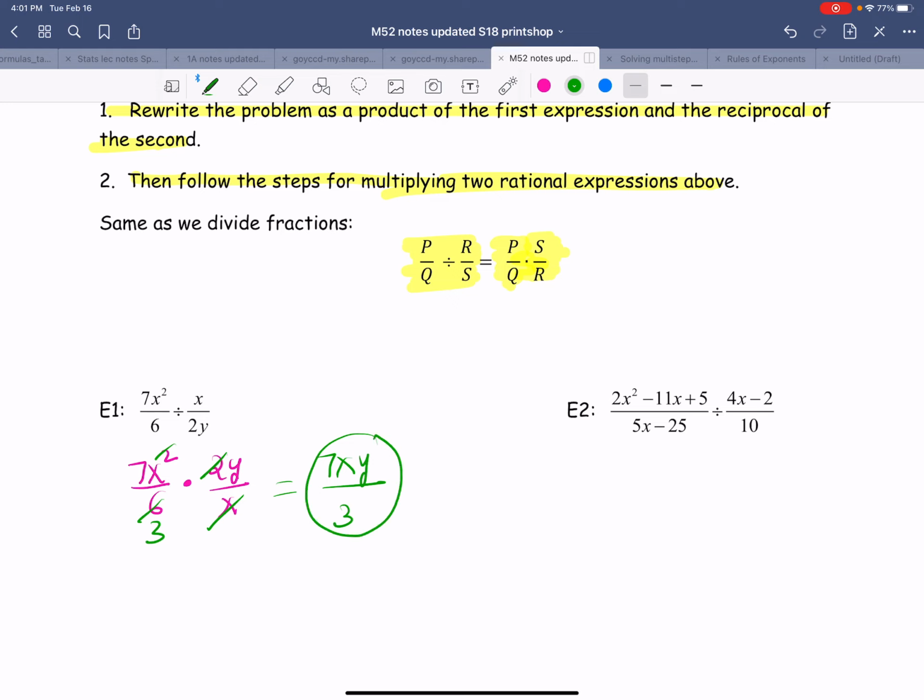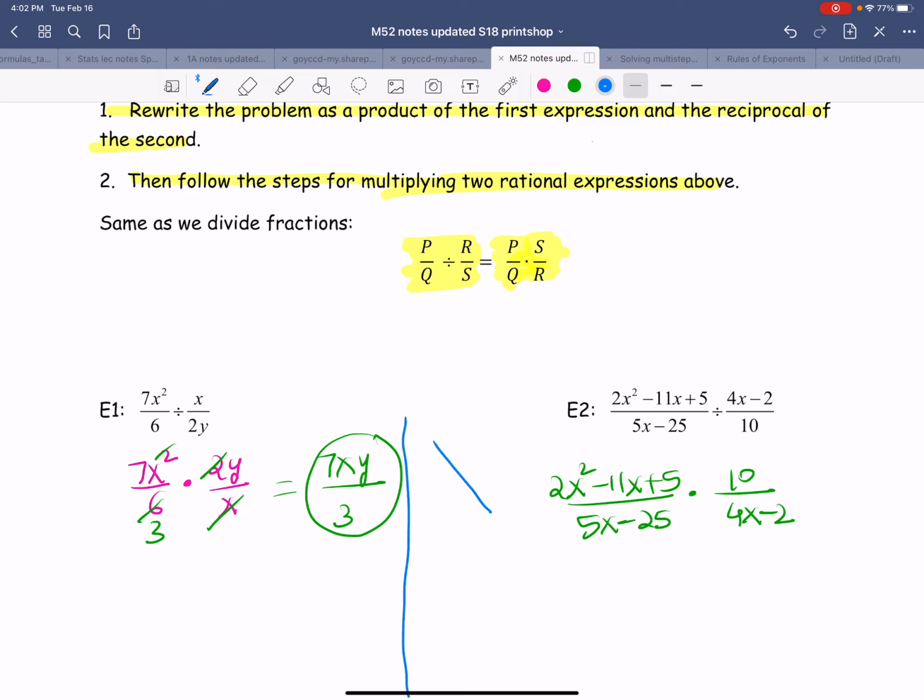Right, example number 2. Instead of a division problem, we're going to change the division sign into multiplication and flip the fraction on the right-hand side. Now it is time to proceed with this multiplication problem where we factor every single expression and cancel out the common factors.